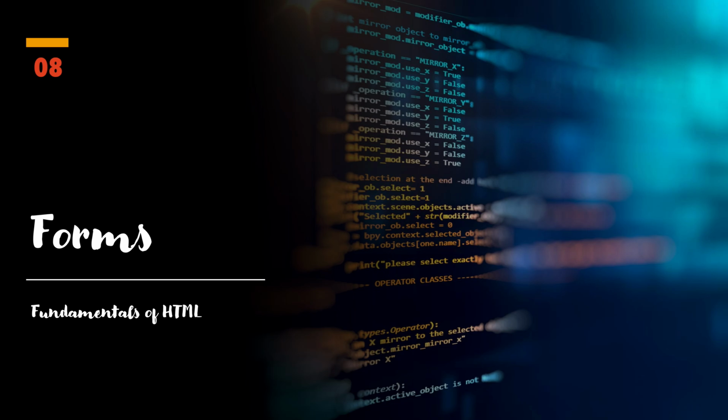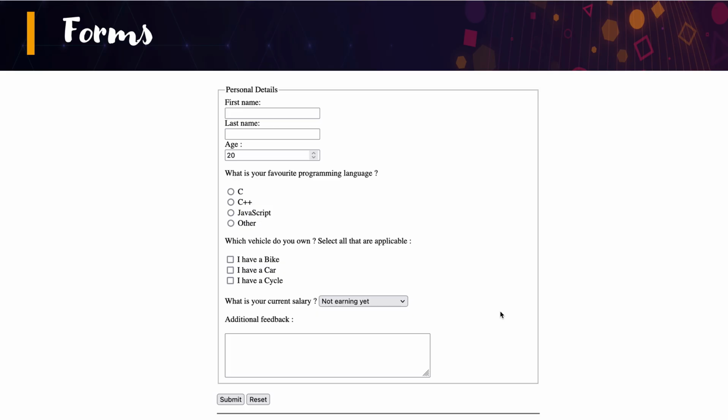Now let's look at a representative form. Here is a representative form on the screen. It is trying to take some data from some student, right? It is trying to ask what is your first name, what is your last name, what is your age. Then it is trying to get some more personal details. What is your favorite programming language? And then there are some options here: C, C++, JavaScript, and then if there is something else, there is an other option.